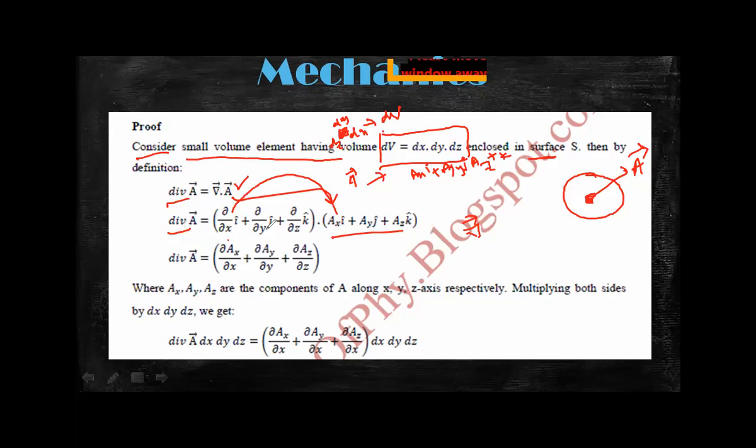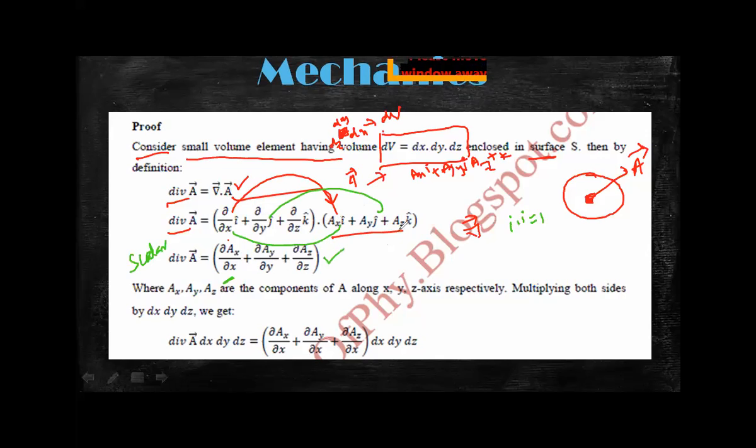∂Ax/∂x times i·i, how much is i·i? i·i is equal to 1, sir. So I can write it as only ∂Ax/∂x. j·j is also 1. So no vector, we're going to get a scalar quantity. j·j is 1, ∂Ay/∂y, ∂Az/∂z. This is the divergence of A.